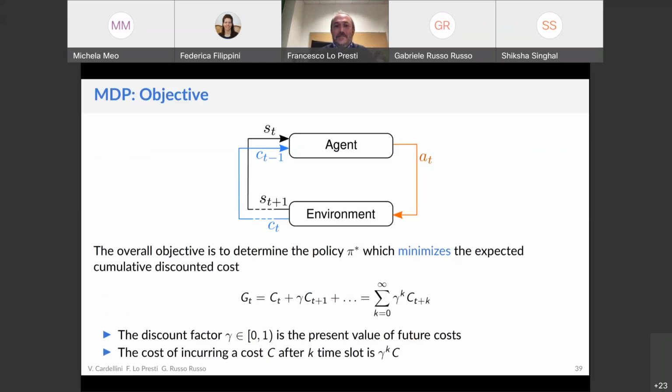So in the MDP setting, the objective is not studying a particular policy, but finding the optimal policy. That means the policy or the policies which minimize the expected cumulative discounted cost. So I'm not interested in the cost at a given instant, but I take the cost over the entire time horizon I'm considering, and often we consider infinite horizon, where I sum up the cost I incur at every step and discount the future cost by a factor gamma, which basically tells how much I care about the future cost.